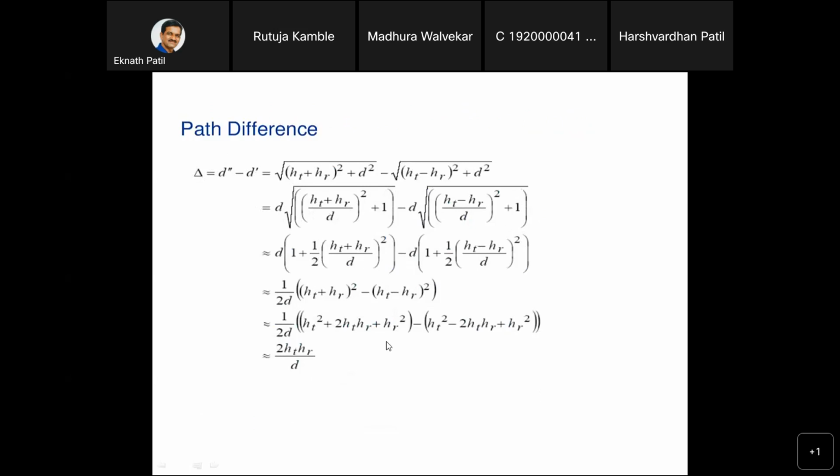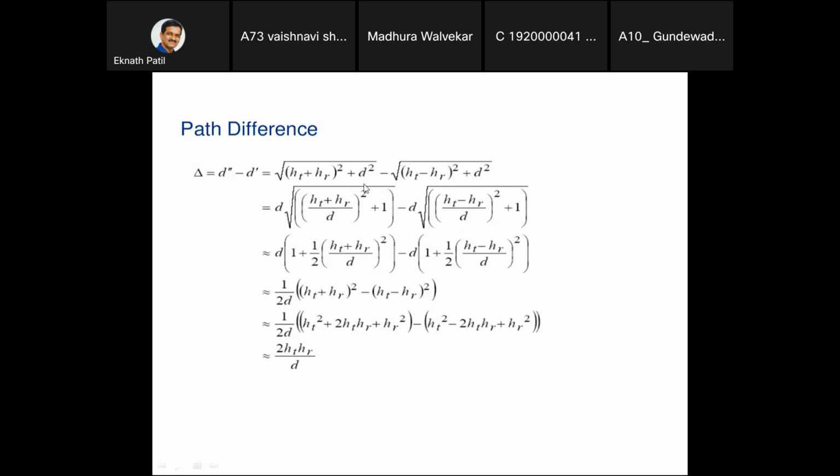And at the end, the path difference is related to the direct ray, which is coming from the transmitter to receiver directly, and another one is the reflected ray, which is coming from the reflections from the ground. And this is for the HT plus HR, that is the reflected ray, and this particular one is the direct ray. Second one is the direct ray.